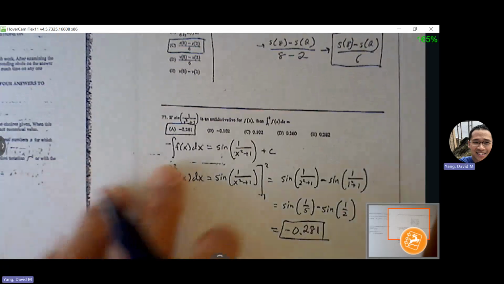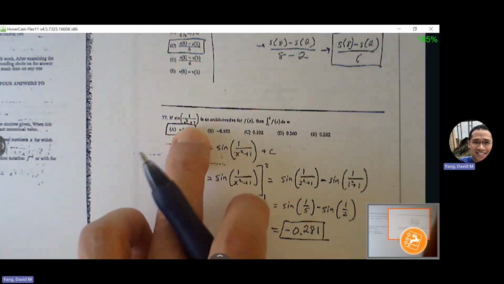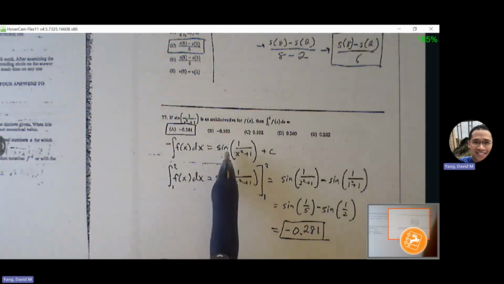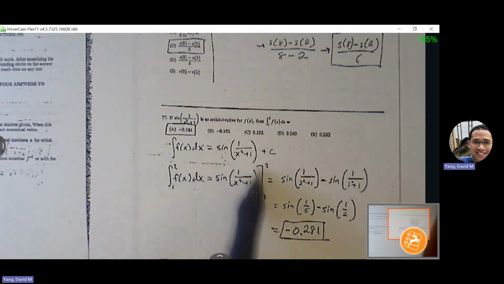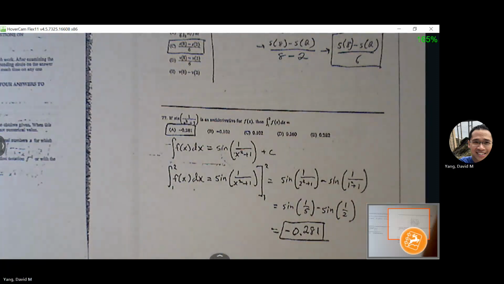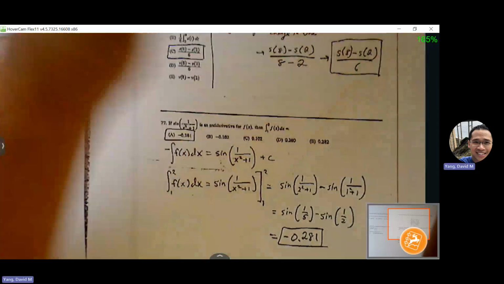77 is just plugging into your calculator the integral of sine of 1 over x squared plus 1. Insert all this into your calculator here, or you can just do it directly with math 9.